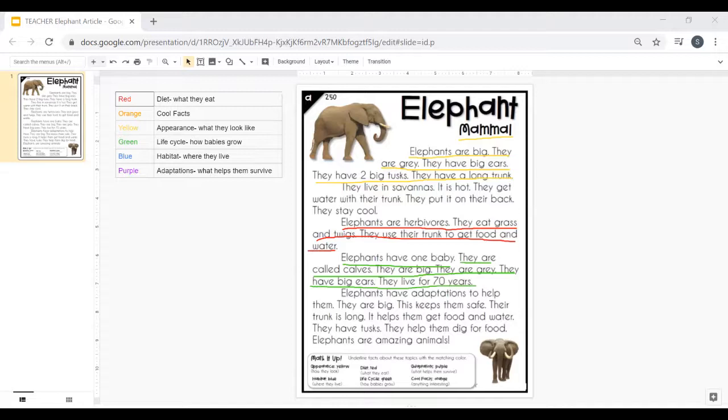Wonderful. Now I want to move down to blue. Blue is for a habitat. Habitat is where the animal lives. Do you remember where the elephant lives?